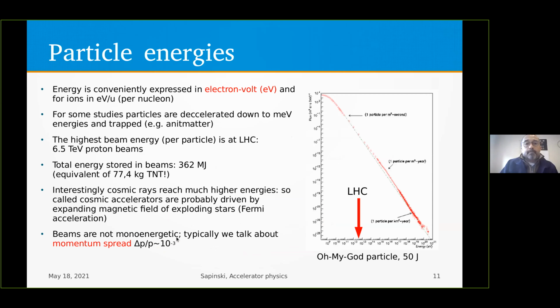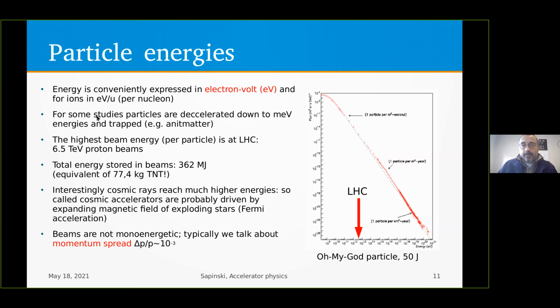All right, what are the beam energies? Energy is conveniently expressed in electron volts. It's the energy that the elementary charge gets in a 1 volt potential. And for ions, we really like to talk about electron volts per unit mass, so per nucleon. That's for many reasons. A lot of formulas get simpler if we use this unit.